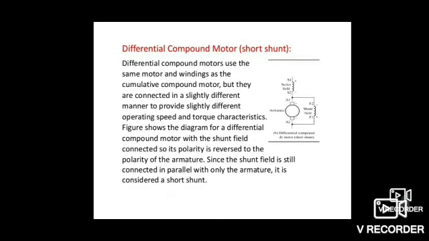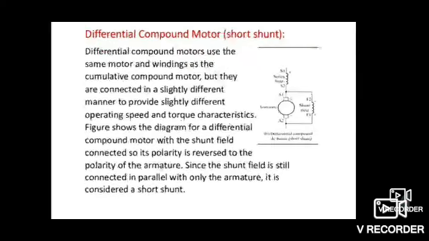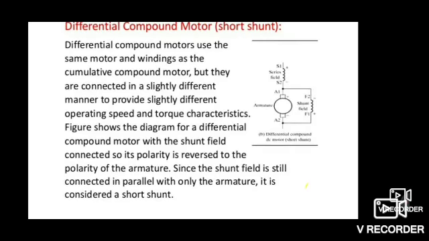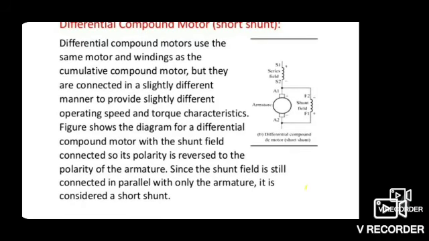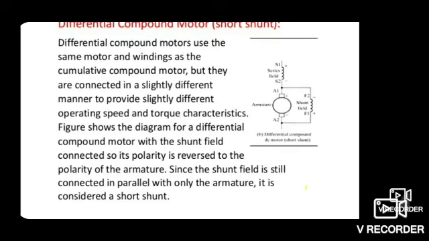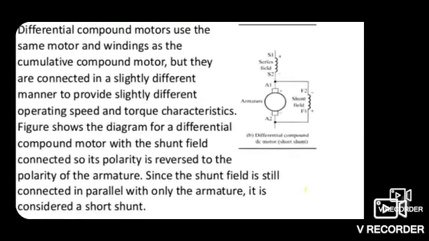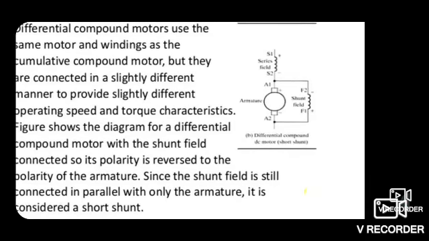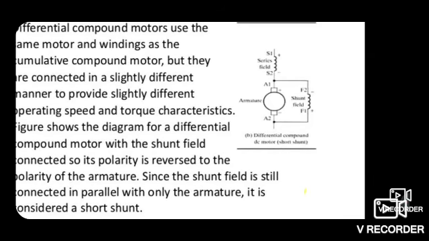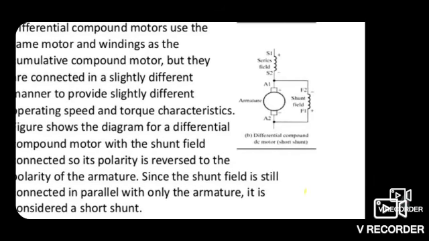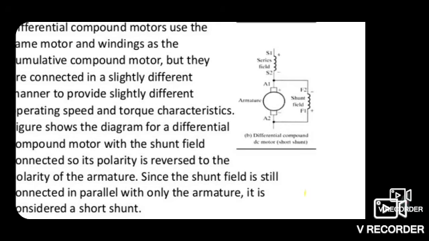Then we will see the differential compound motor. Differential compound motors use the same motor and windings as the cumulative compound motor, but they are connected in a slightly different manner to provide slightly different operating speed and torque characteristics. The figure shows the diagram for a differential compound motor with the shunt field connected so its polarity is reversed relative to the polarity of the armature. See the diagram: F2 is connected with A1 and F1 is connected with A2.